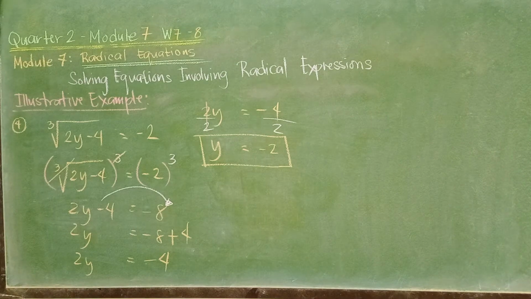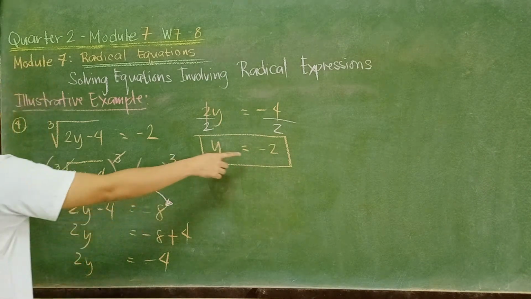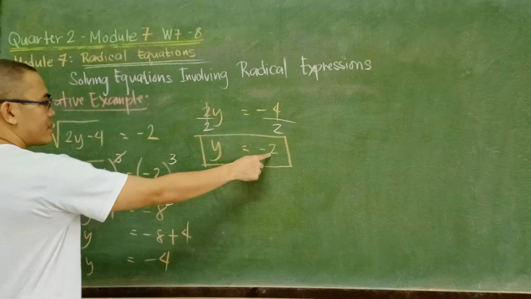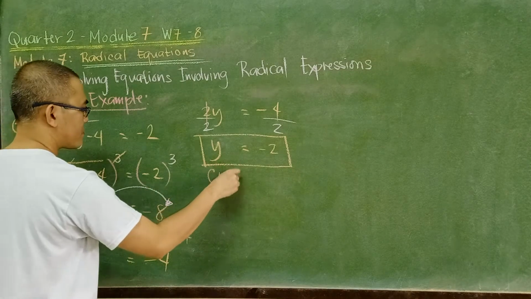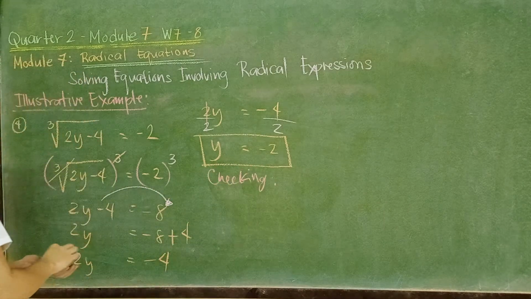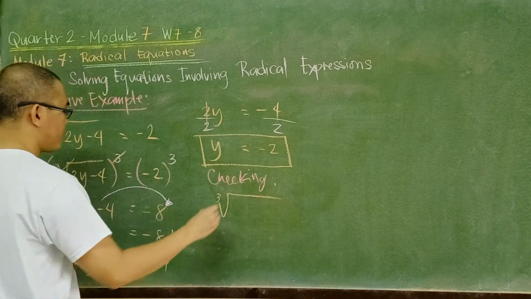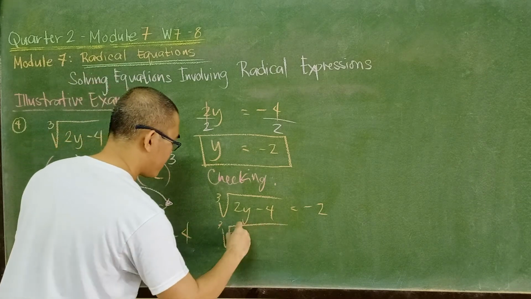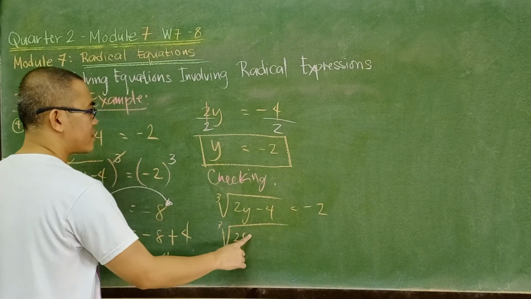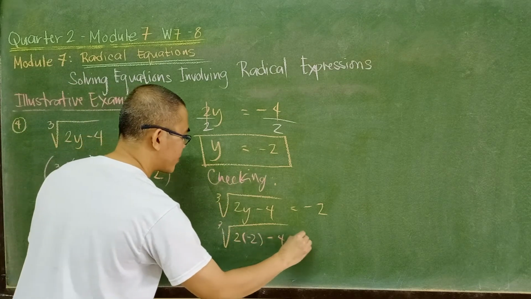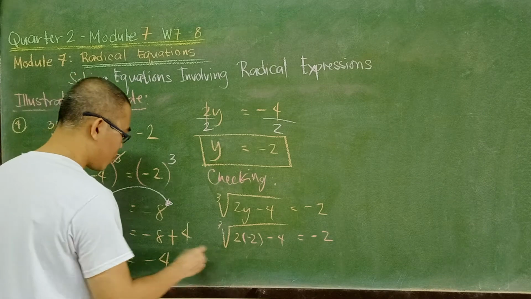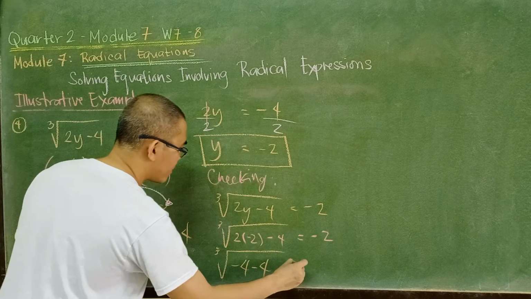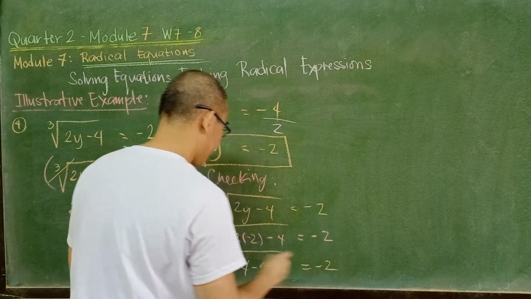Now, to check, again, yung negative 2 is isa-substitute natin dito sa given natin. Yung y, papalitan natin ng negative 2. So, for checking, cube root of 2y minus 4 is equal to negative 2. Cube root of 2 times y, yung y natin is negative 2, minus 4 is equal to negative 2. 2 times negative 2, that is negative 4 minus 4, negative 2.